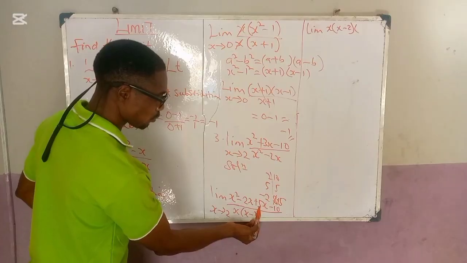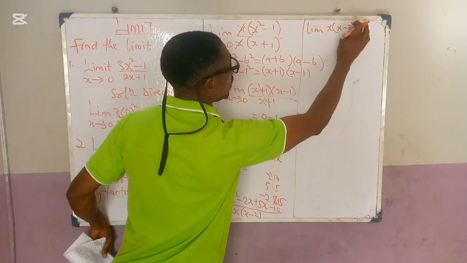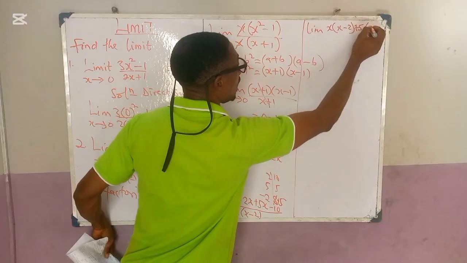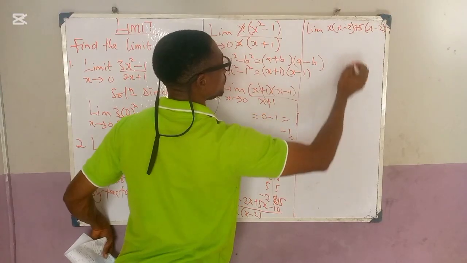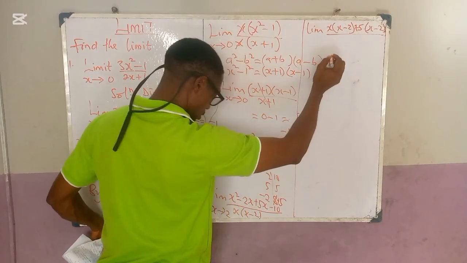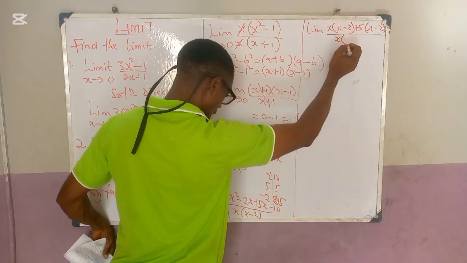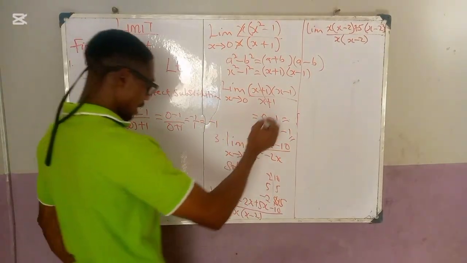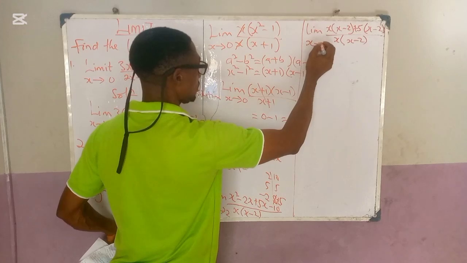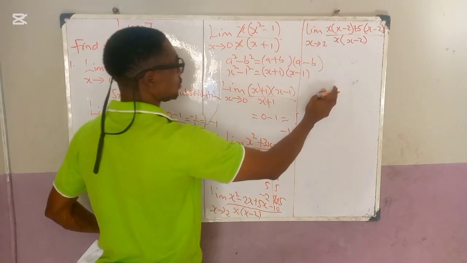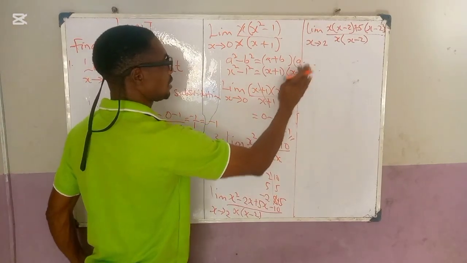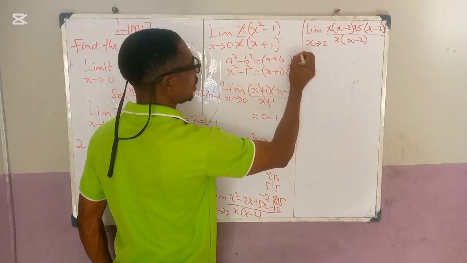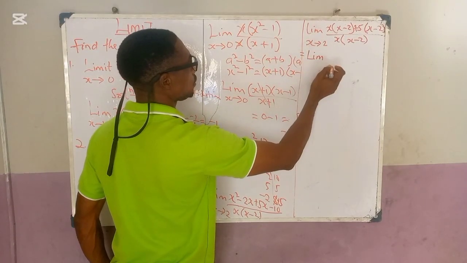What is common here? 5, 5. I have plus 5, open bracket, x minus 2. Then x into x minus 2, right? As x tends to 2. Okay? As x tends to 2. We have, let's do our work completely.